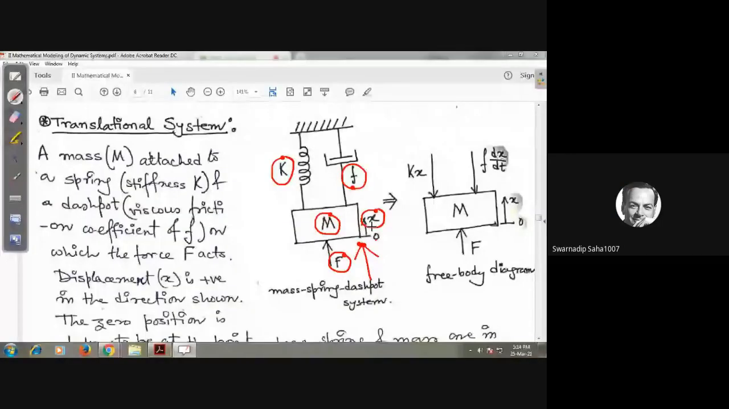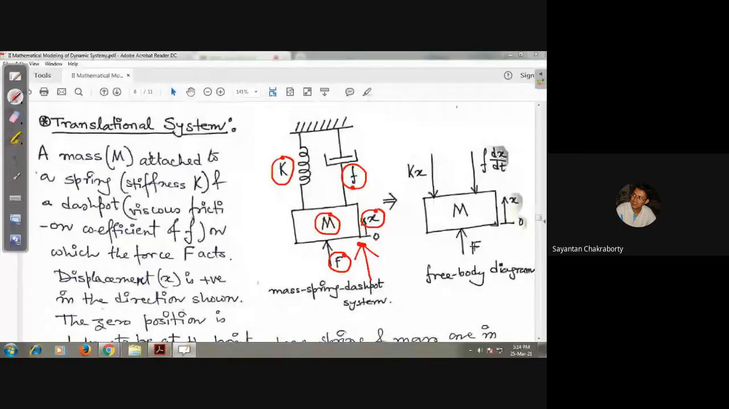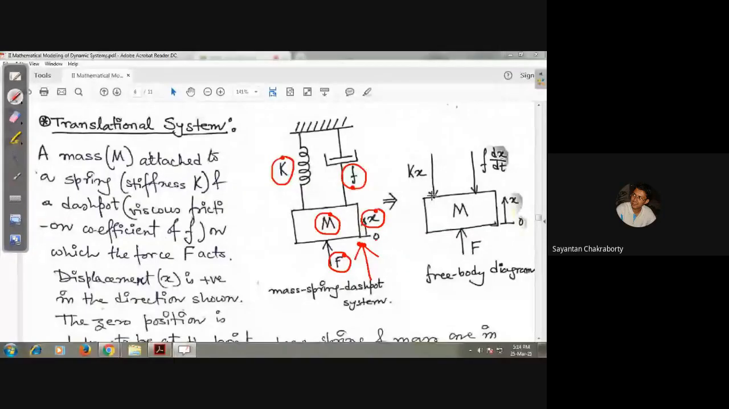Yes, sir. Okay. So the free body diagram for this system will be something like this: mass, force F acting in this direction. The spring will be producing a repulsive force in this direction, downwards, to oppose the motion. Similarly, the damper will be producing a repulsive force in this direction to oppose the motion. So is this all, or is something else missing from this free body diagram?